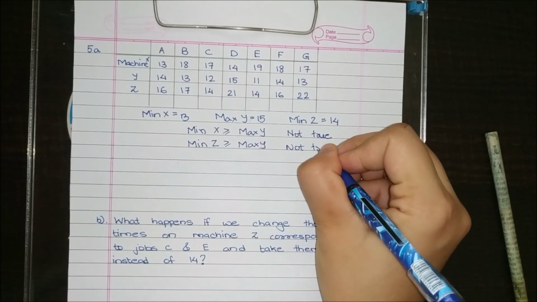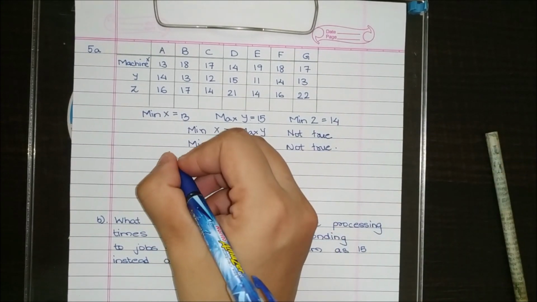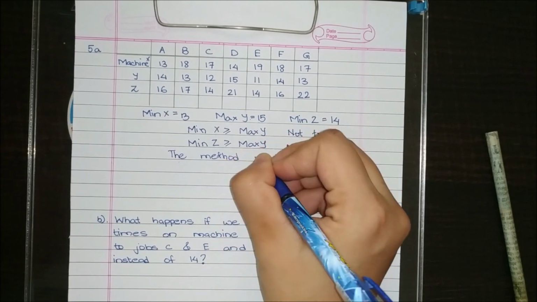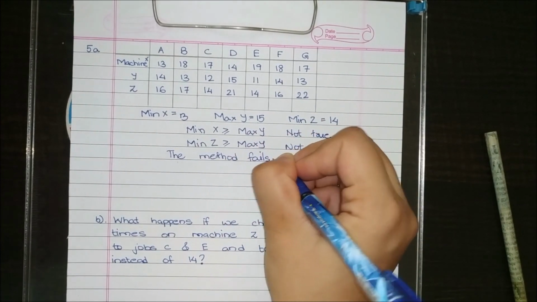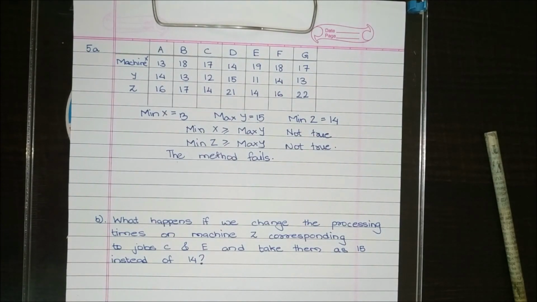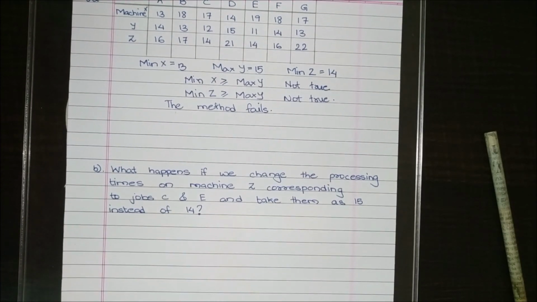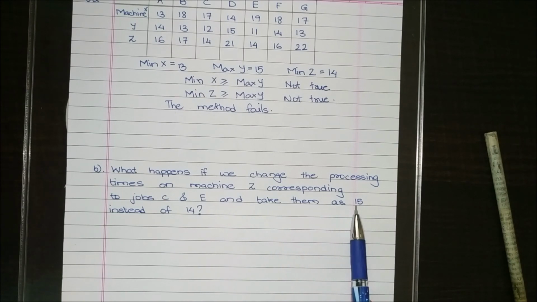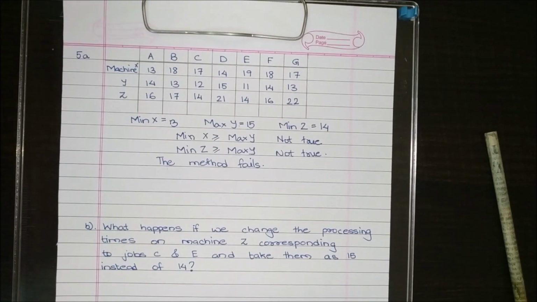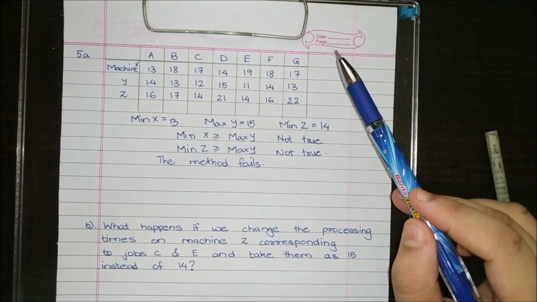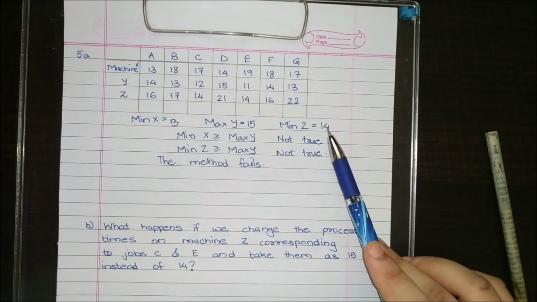So can we solve this question? No. So the method fails. Okay, so we cannot solve this question. Fine, the conditions are not satisfied. Now if you look at the B part, what happens if we change the processing times on machine Z corresponding to job C and E and take them as 15 instead of 14? तो यहाँ पे 14 है, उसके दोनों के बदले इसको 15 बनाएंगे तो मिनिमम ऑफ Z क्या हो जाएगा?